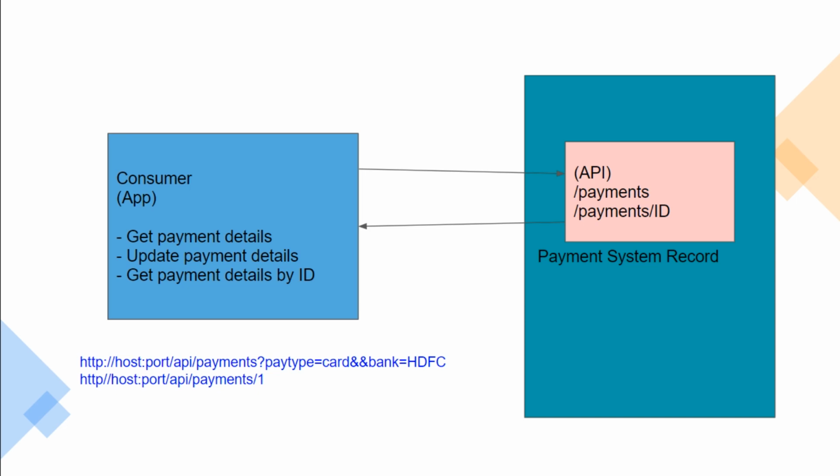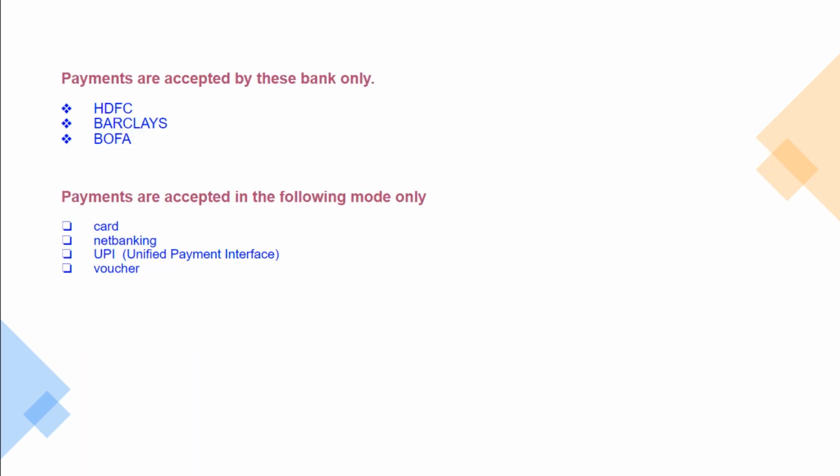Also there is one condition here. The payment system accepts only these banks: HDFC, Barclays, Bopa. So we have to verify these banks only. If it is other than these banks, it will fail, and the API call will not progress. Again, which kind of payment do they accept? Card, net banking, UPI, and voucher. When they are sending this, we will verify these kinds of details are there.